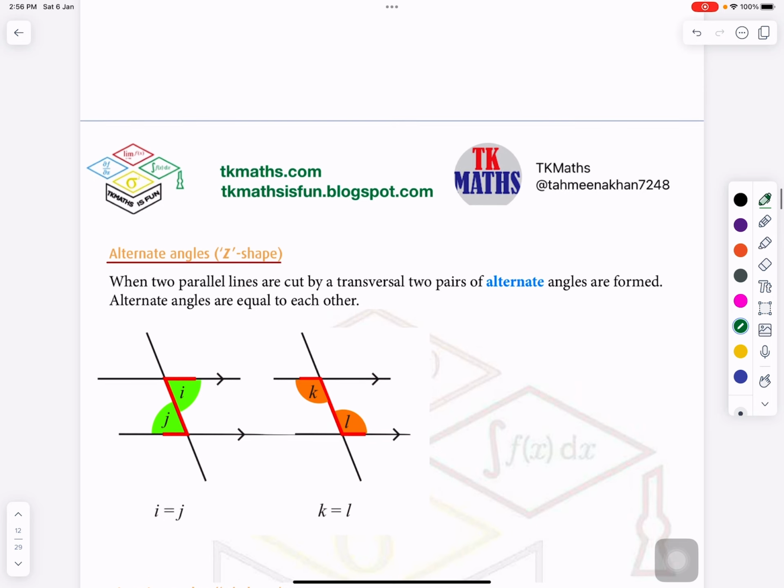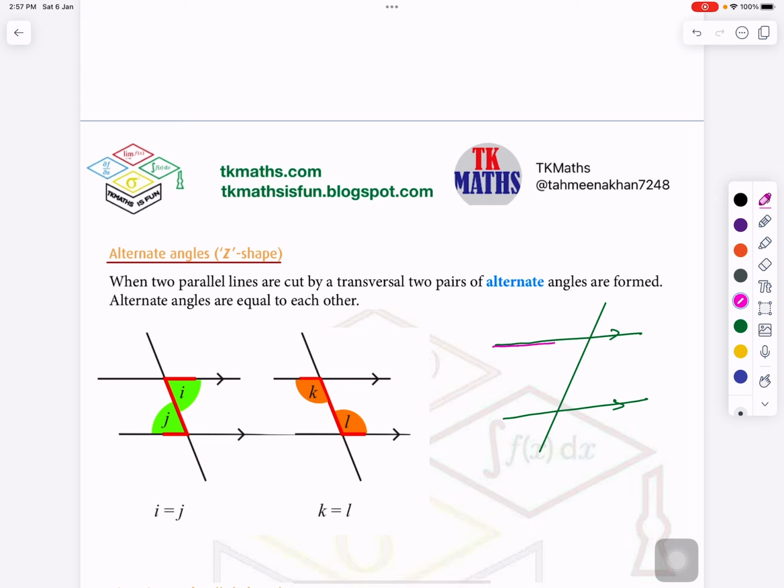See, what is the meaning of alternate angles? Alternate angles we remember with the shape Z. These shapes, if you remember, there will be no problem in remembering the name of the angles. So again, if I take 2 parallel lines and I take one straight line which is cutting them, it is called transversal. Now what are the pairs which make alternate angle, which are equal to each other?